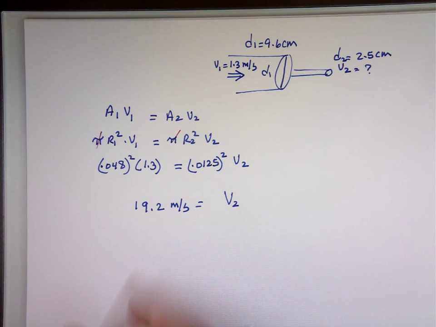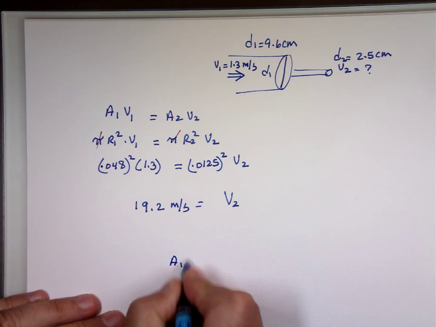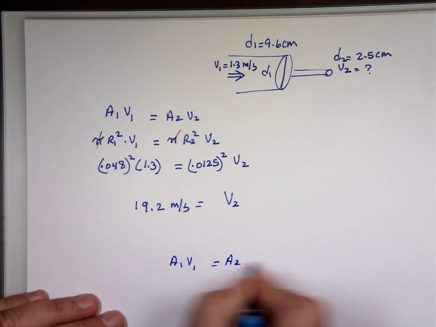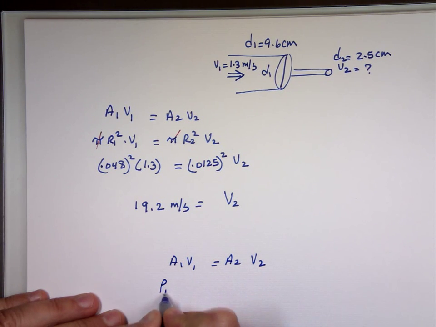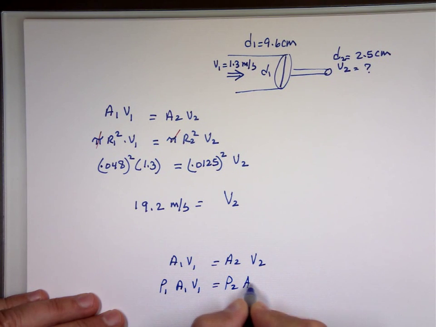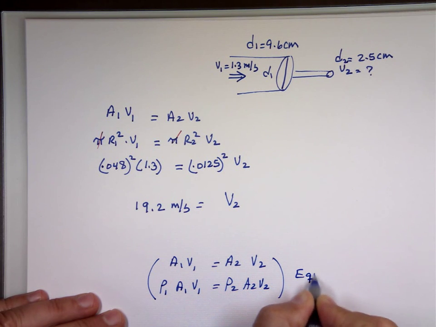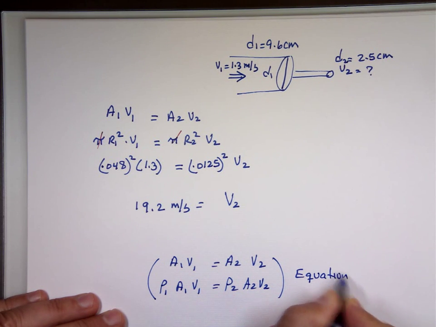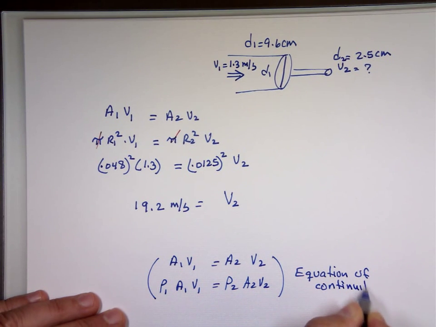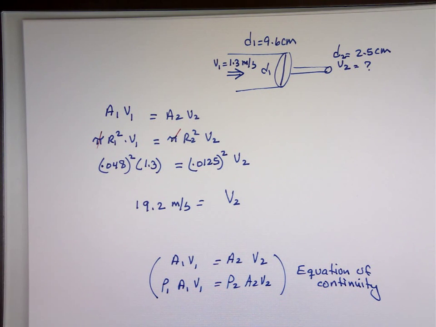This is called the equation of continuity. Area 1 V1 equals area 2 V2. Again, if you want to be general, rho 1 area 1 V1 equals rho 2 area 2 V2. That's the equation of continuity. We use the top one if we have the same rho, the same fluid in the hose. If you have different things, we use this one.